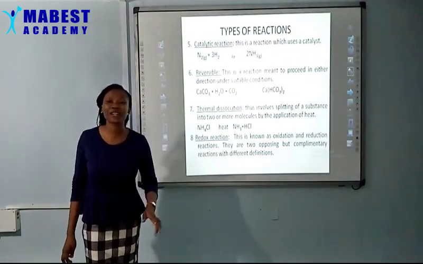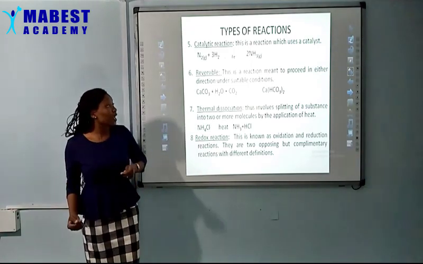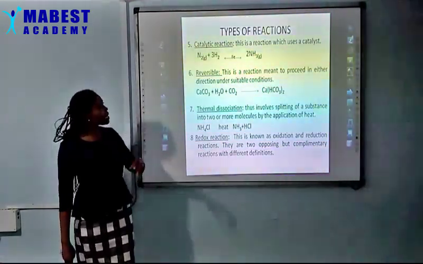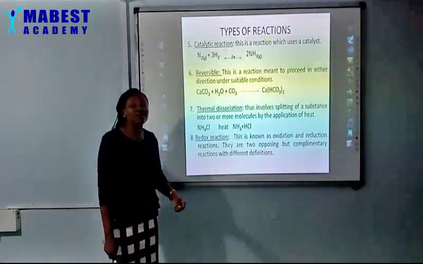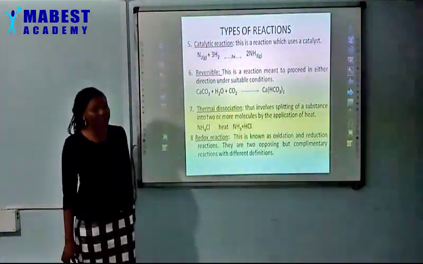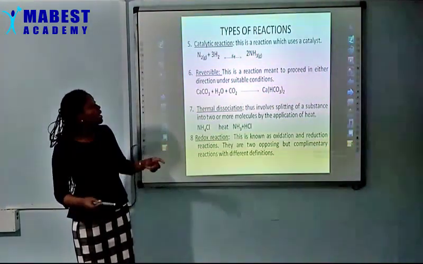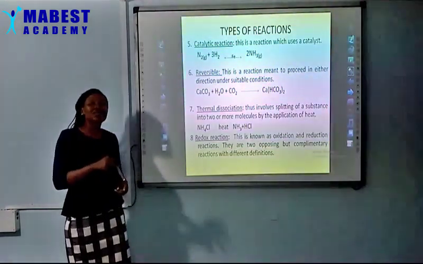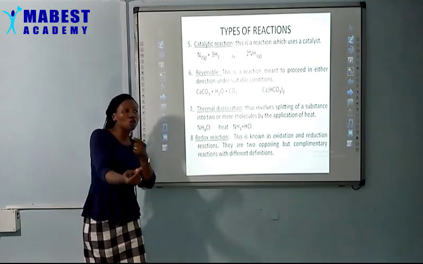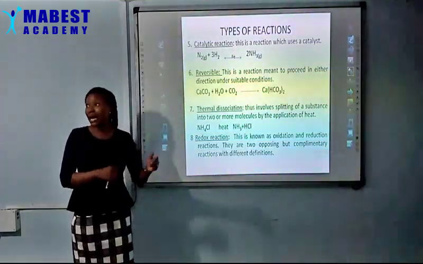As the name implies, reversible. That means a reaction that proceeds forward and also proceeds backward. It goes forward under suitable conditions, and it equally goes backward. An example is the reaction between calcium carbonate, water and carbon(IV) oxide to form calcium hydrogen carbonate. This reaction can equally proceed backward. Calcium hydrogen carbonate under a suitable condition can go backward and form calcium carbonate, water and carbon(IV) oxide.